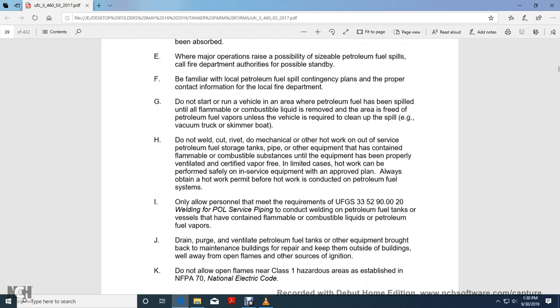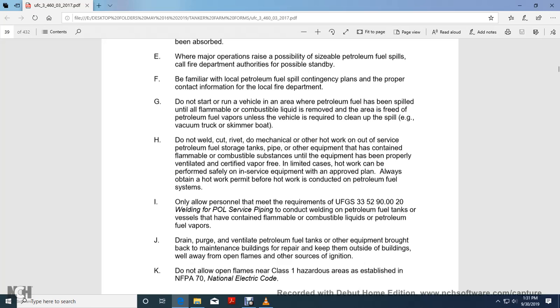Do not start or run a vehicle in an area where petroleum fuel has been spilled until the flammable or combustible liquid is removed and the area is freed of petroleum vapors, unless the vehicle is required to clean up the spill. Do not weld, cut, rivet, or perform mechanical or hot work on out-of-service petroleum fuel storage tanks, pipes, or equipment if it has contained flammable or combustible substances. If the equipment has been properly ventilated and certified vapor-free, limited class hot work can be performed safely out of service, or on in-service equipment under an approved plan.